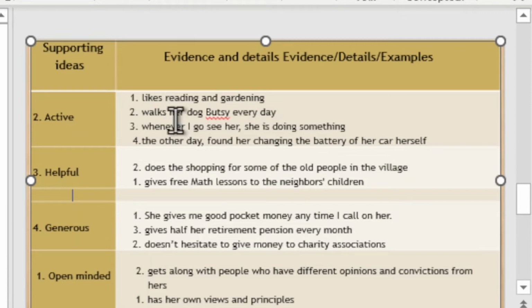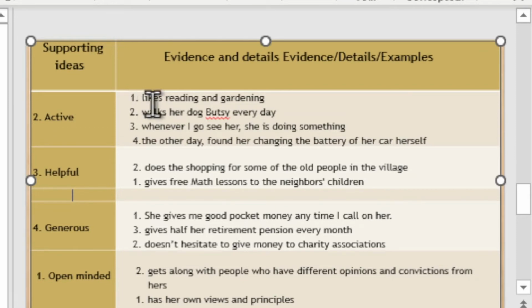I have followed the same rationale to organize my details. Let's look at the details that I'll be using to sustain and defend my argument about Aunt Zahra, to show that she's an active person. I say that she likes reading and gardening. She walks her dog Butsy every day. Whenever I go see her, she's doing something. And I'm going to finish with the other day, I found her changing the battery of her car herself. So I have decided upon this organization this way.